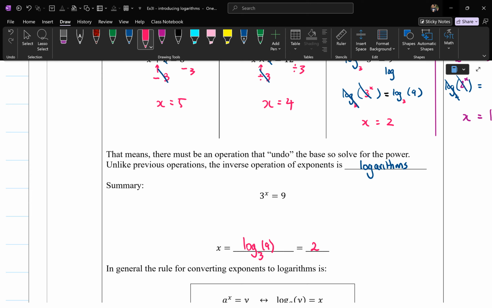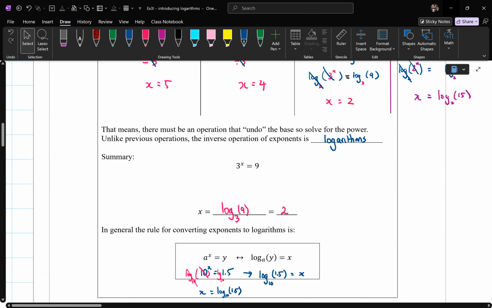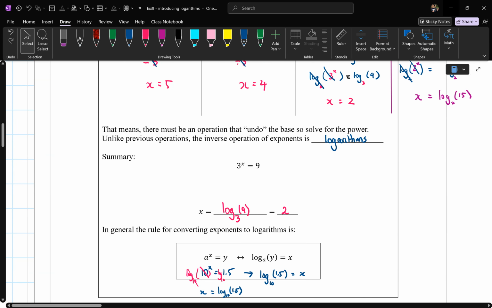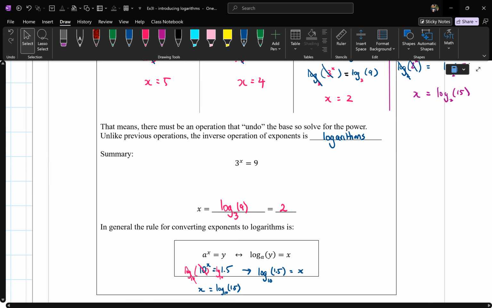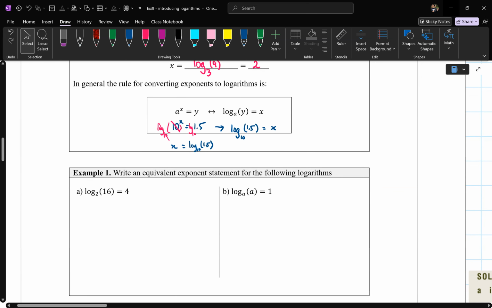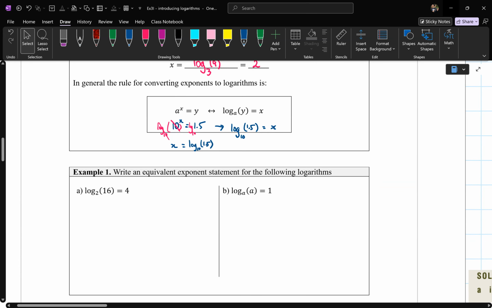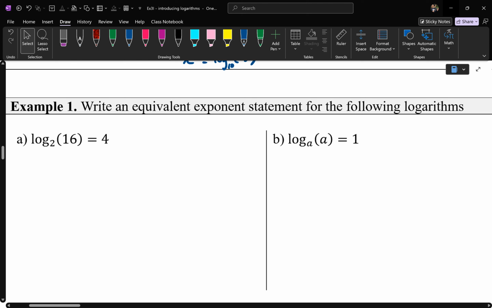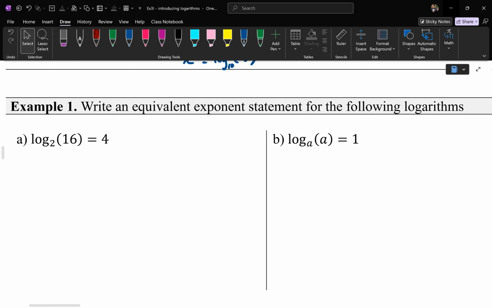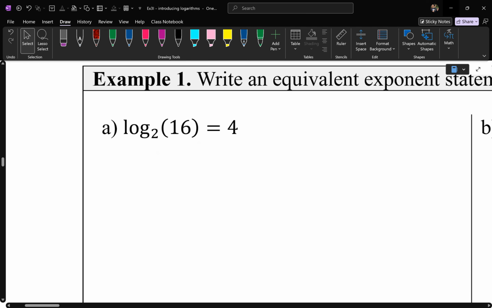Okay? Now, let's practice. In the worst case scenario, if you didn't understand my inverse operations, both left and right, then you can memorize this formula. I don't recommend it, but you will get through up until year 11 and you get stuck. But that will get you through. So to do today's exercise, let's do a couple of examples to get you feeling it. Here we go. They want you to write an equivalent exponent statement for the following logarithms. Let's do the first one.